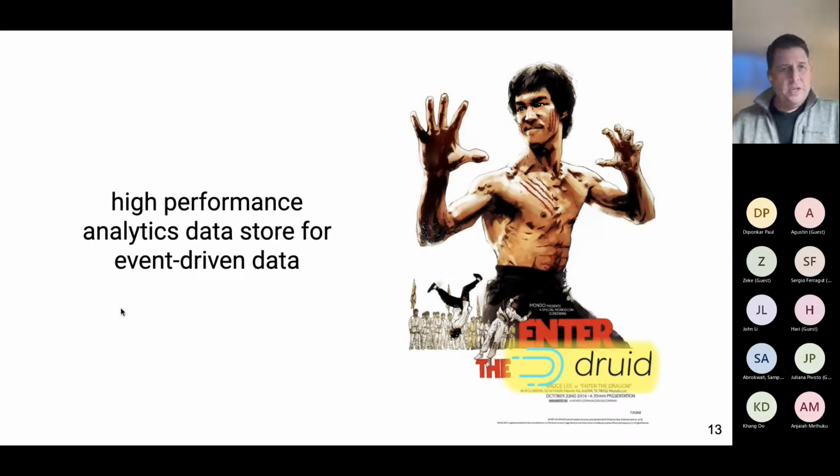Druid is an open source project. It is a high performance analytics data store for event-driven data. When you submit a project to the Apache Foundation to become an open source project under the ASF, you have to give a description of what it is, and this is the one that we gave. So let's break it down.